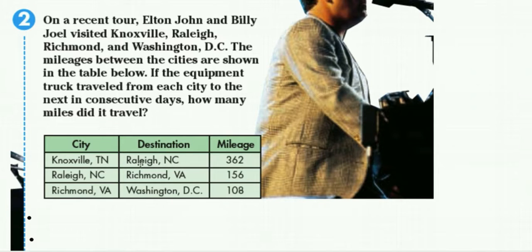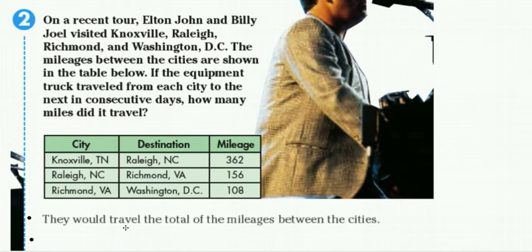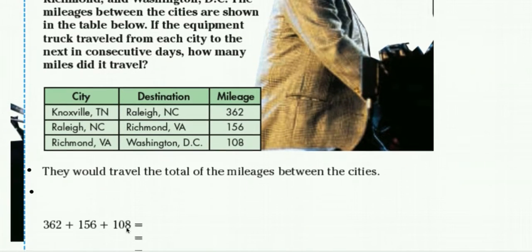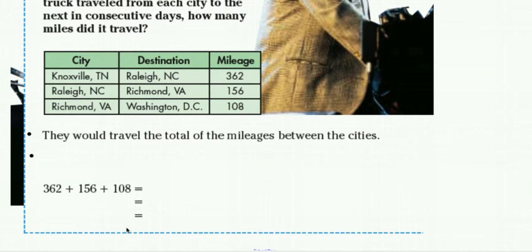So from Knoxville to Raleigh, North Carolina is 362 miles. From Raleigh to Richmond is 156 miles, and Richmond to Washington is 108 miles. So in consecutive days, what the problem is asking for is the total of the mileages between the cities. So we simply rearrange and group addends, so addition would be easier.